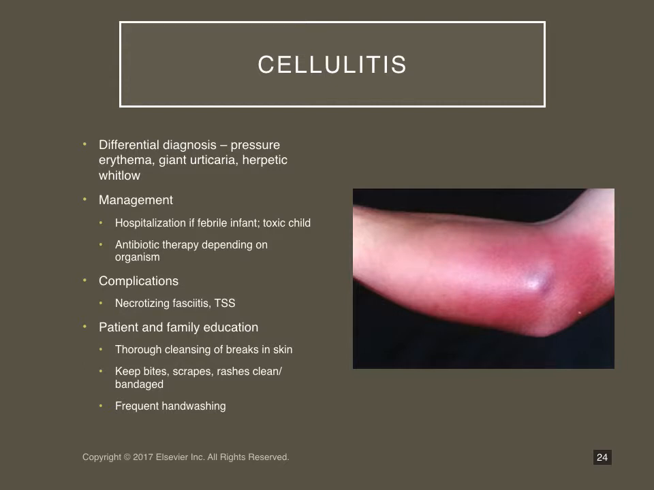And what you would want to do if you were treating outpatient is you would mark the skin with a pen to where the border of the redness ends so that you can look for resolution on a follow-up appointment. And also you can let the parents know that if the redness extends beyond the pen mark, they would go to the hospital.